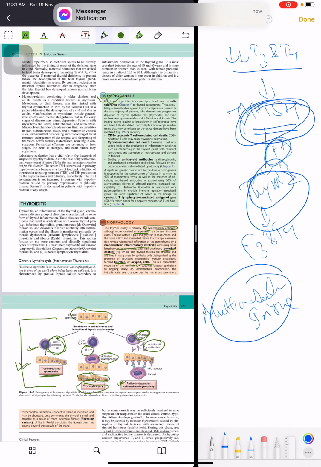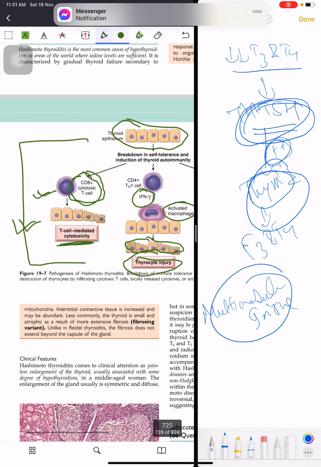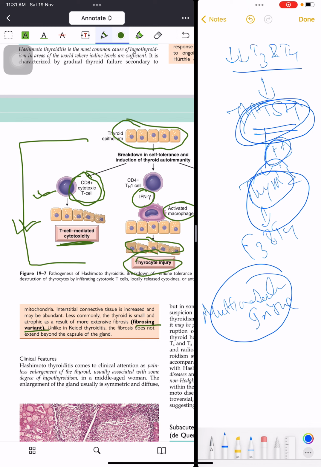That's all from Hashimoto. If you have any questions, just let me know. There is something known as a fibrosing variant, but this is not that common. If someone has extensive fibrosis along with the destruction of the thyroid, then that is known as the fibrosing variant.